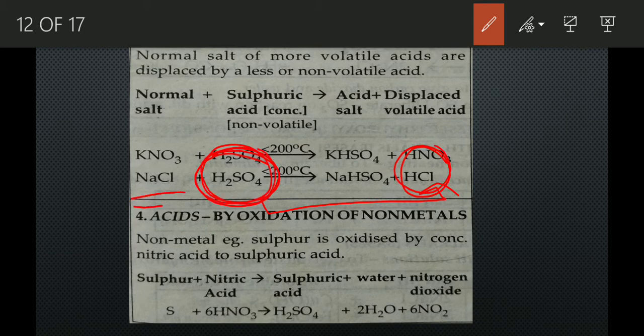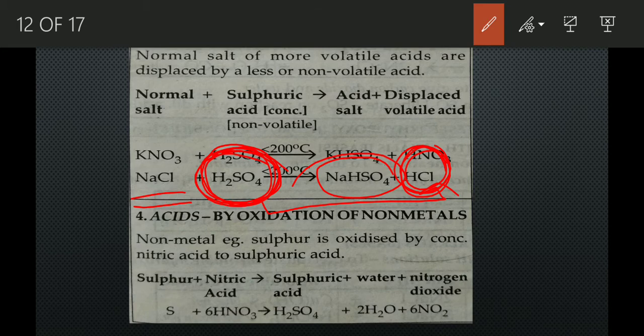So when a normal salt like NaCl reacts with a non-volatile acid H2SO4 and the temperature is less than 200 degrees centigrade, then it forms HCl, a volatile acid, and of course an acid salt, NaHSO4, sodium bisulfate.